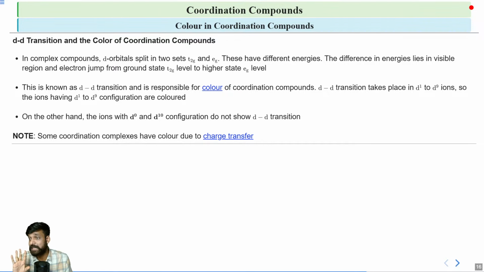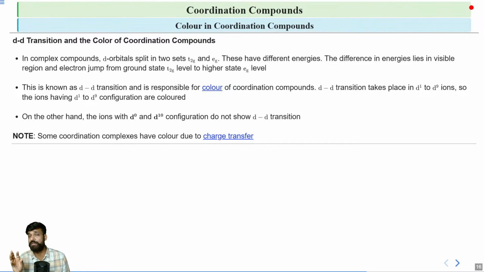Now for ligand to metal charge transfer, your metal should be present in a very high oxidation state. For example, if I take the case of MnO4 minus, just search for its color. It is purple in color and has an intense color. It is not showing the d-d transition, because no electrons are present in the d orbital. If manganese is present in the +7 oxidation state, all the electrons have been removed, but still it is showing color. So there the role of ligand to metal charge transfer takes place.